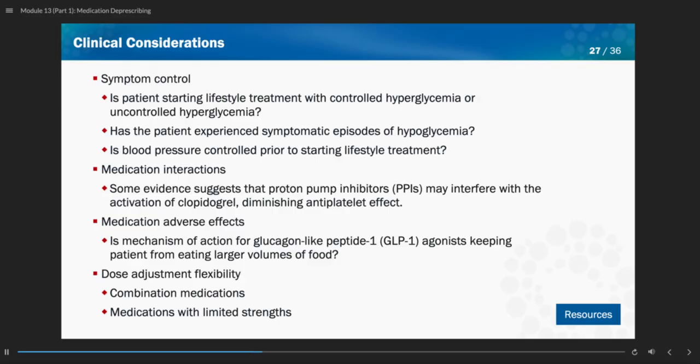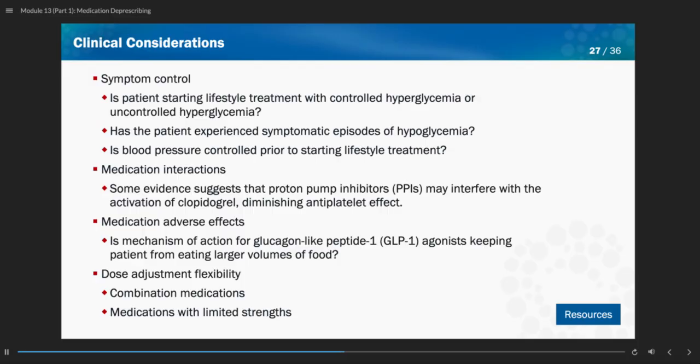Next, is their blood pressure controlled prior to starting lifestyle treatments? If their blood pressure is controlled and they're on several antihypertensives, it may be time to discuss stopping one before they begin their lifestyle medicine treatments. If their blood pressure is controlled and they're not on any medications, usually their blood pressure will do just fine as they switch. So it's really looking at patients that have medications that will lower these states even further.